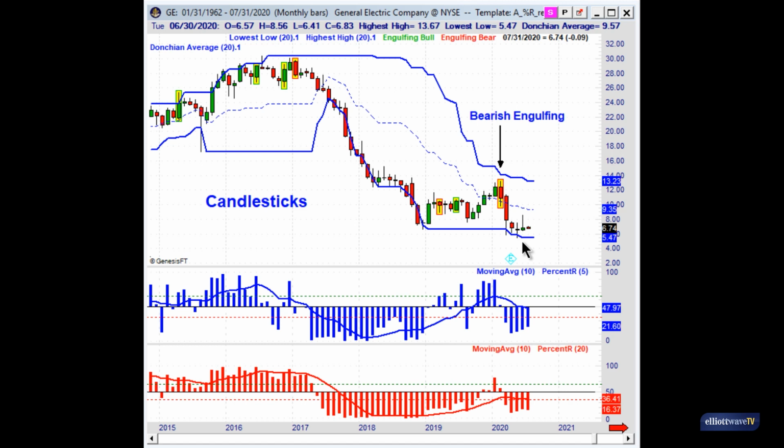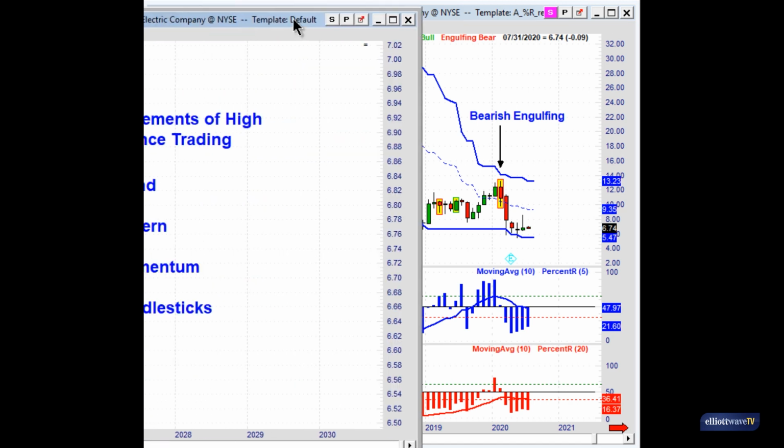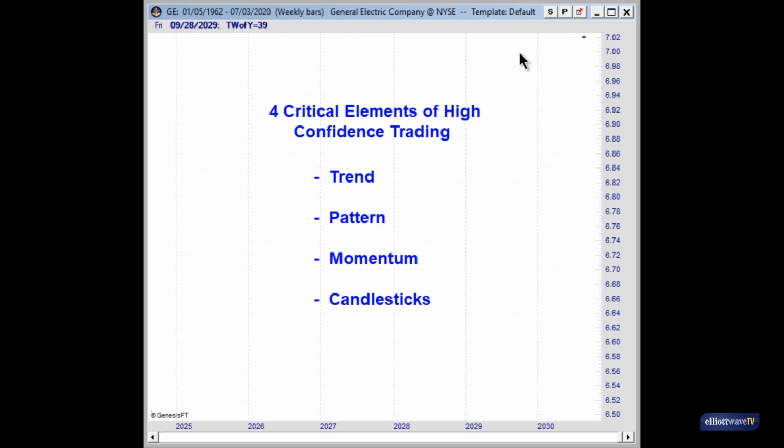I hope this drives the point home. Again, the four critical elements of high confidence trading are trend, pattern, momentum, and candlesticks. And I like to combine these four components to build a much more compelling case for taking a position. Well, there you have it. If you want to become a consistently successful trader, you must have a disciplined way of looking at the market. And for me, what I've just shown you, the four critical elements, are my discipline.